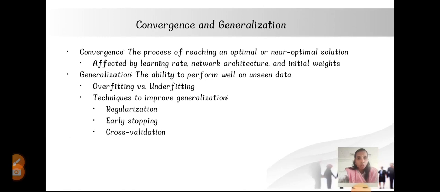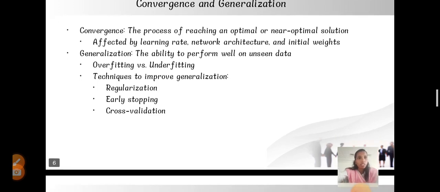Convergence and generalization. Convergence is the process of reaching an optimal or near optimal solution, affected by learning rate, network architecture and initial weights. Generalization is the ability to perform well on unseen data. It involves overfitting versus underfitting. Techniques to improve generalization include regularization, early stopping and cross-validation.